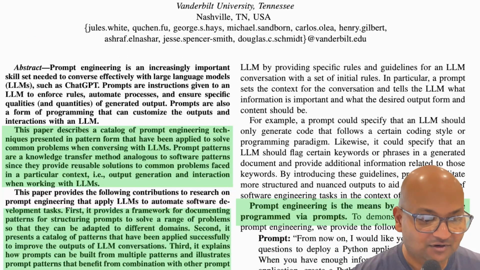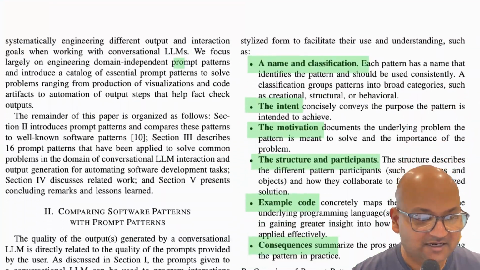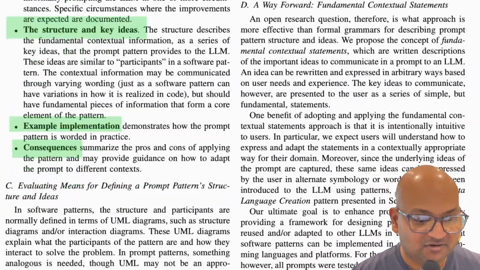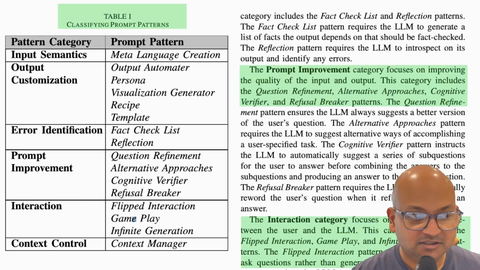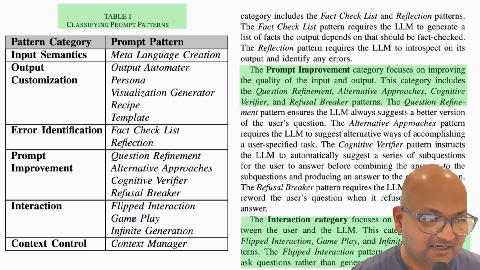I'm not going to cover all of them, but just a few, but I'd strongly recommend reading the whole paper if you're at all into LLMs or prompting. This table shows their high-level categorization of prompting techniques and then the patterns that fall into each category.